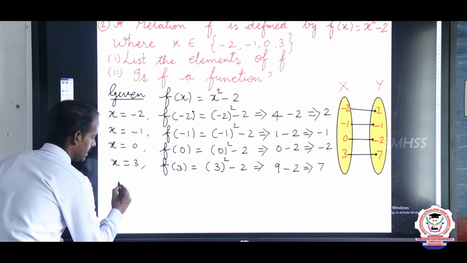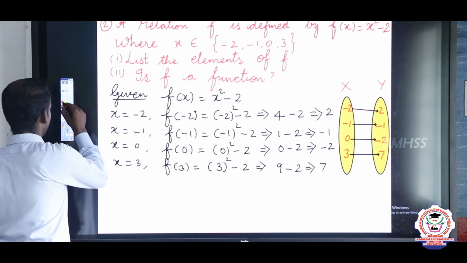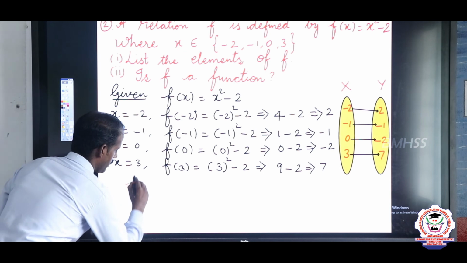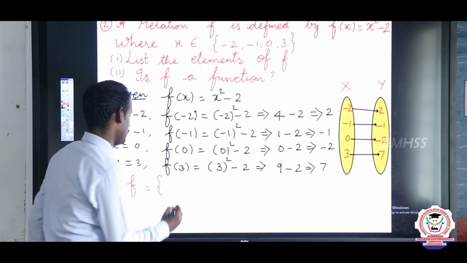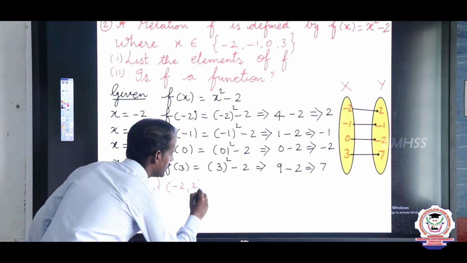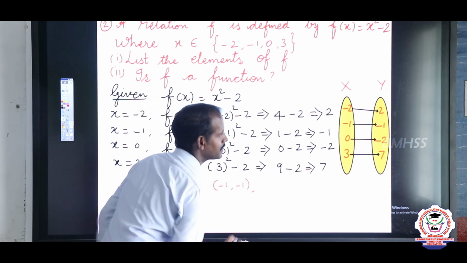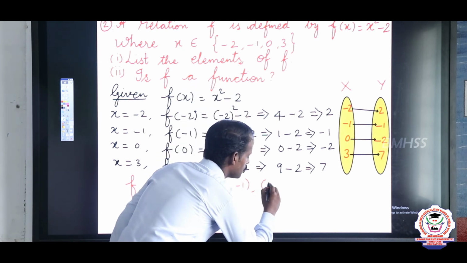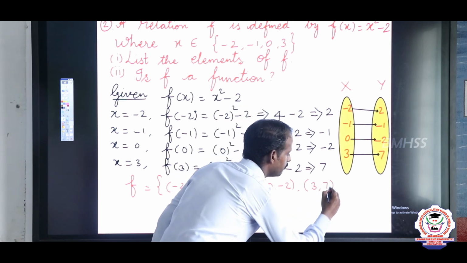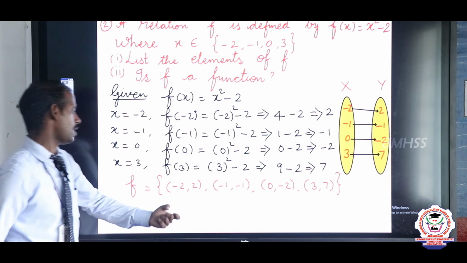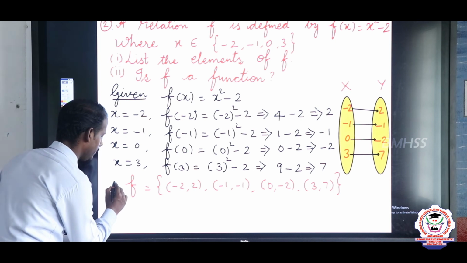So f, that is a function, f is equal to minus 2 comma 2, that is an ordered pair. The first ordered pair is minus 2 comma 2, the second is minus 1 comma minus 1, the third is 0 comma minus 2, the fourth is 3 comma 7. Those 4 ordered pairs are the elements of f. Then the first question is completed.